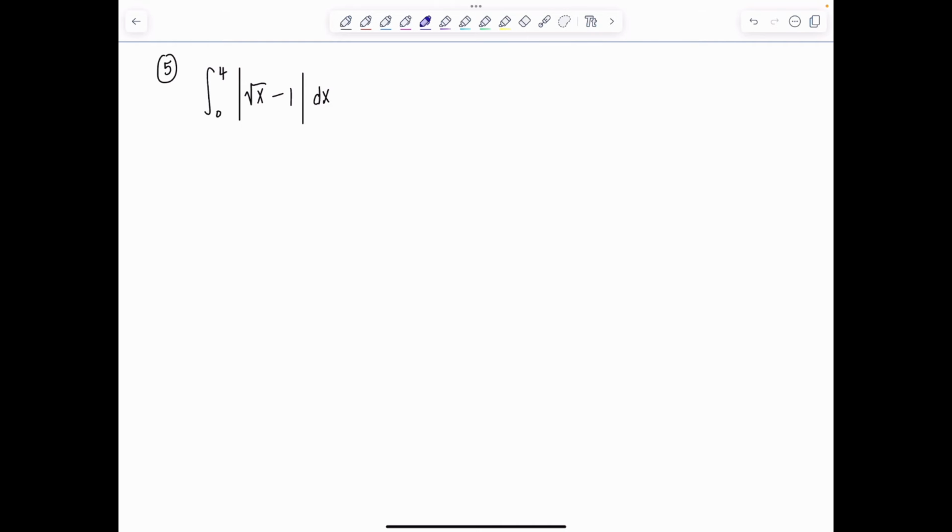I'm here. So take whatever's inside the absolute value bars, set it equal to 0. That way you can figure out where your domain's going to switch, right? Where to split it up in your piecewise function. So set square root of x minus 1 equal to 0. That means rad x is 1. Square both sides, x is 1. So we're going to split our domain at 1.